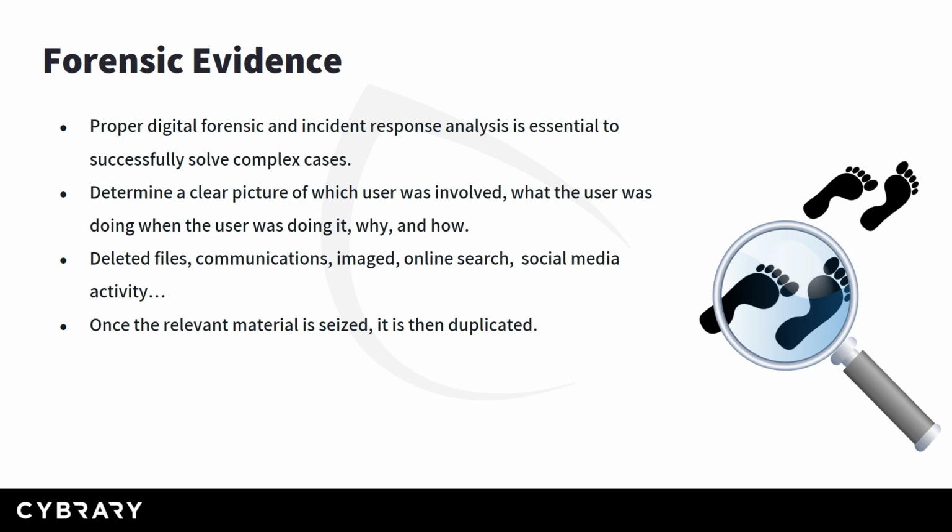Investigators might review deleted files, communications, and images to track criminal activity. They will likely also analyze online search history and social media activity. Just about everything we do online leaves a trace, and the best investigators can follow it. Once the relevant material is saved, it is then duplicated. The material may not be modified in any way and must be properly stored. Once an exact match is made, the material is analyzed.